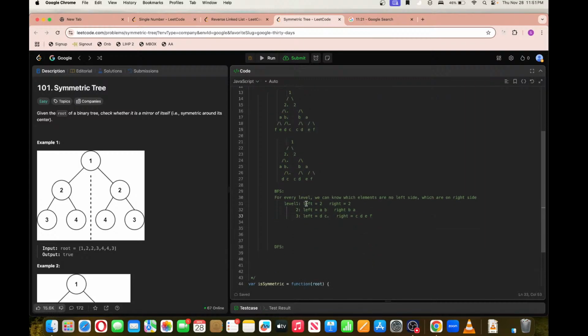I will just keep a queue all the time, and do the BFS for left and right separately, and then see if this one is exactly opposite or not, whatever it is, the right one.